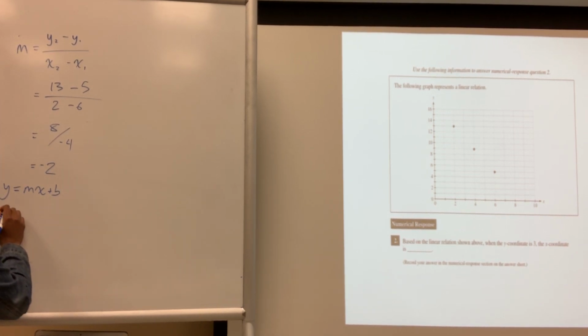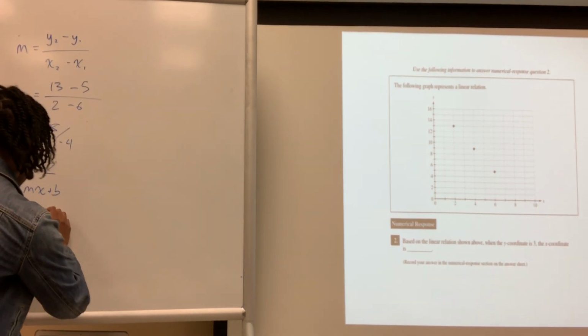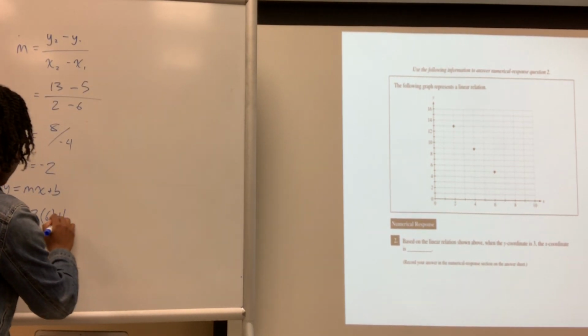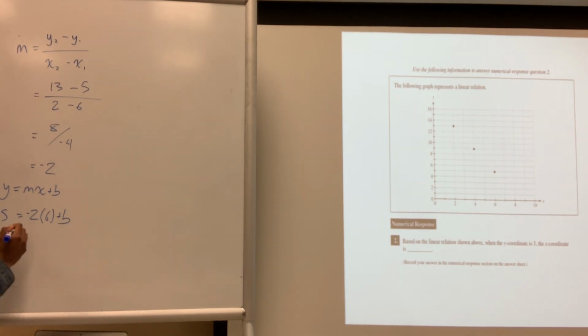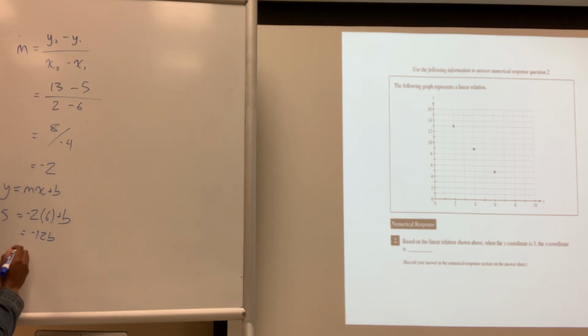So the y coordinate is 5. We already know that m is equal to -2, and the x coordinate is 6. Therefore, we know 5 is equal to -12 plus b, and therefore b is equal to 5 divided by -12. I'm just going to leave that as a fraction for now.